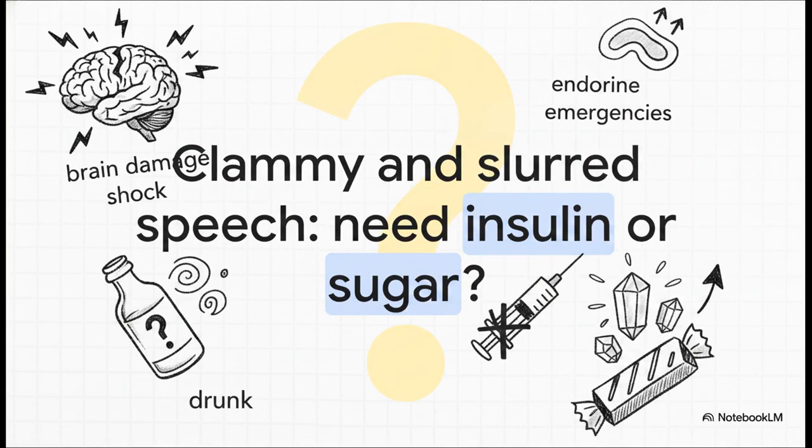So let me ask you this. If your patient presents with slurred speech, tachycardia, and clammy skin, are you reaching for insulin? Are you reaching for sugar? Think about it for a second. Understanding the catastrophic risk of brain damage from a drunk plus shock presentation means you should instantly recognize the absolute need for rapid sugar. You'd never give insulin to a patient presenting with shock-like hypoglycemic symptoms.